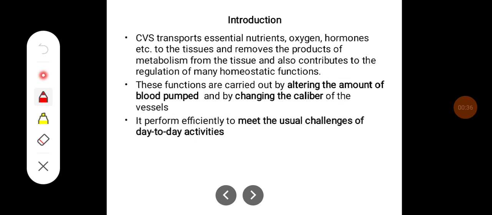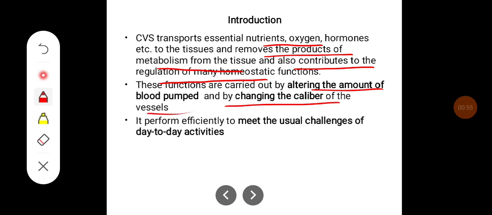The CVS transports essential nutrients, oxygen, and hormones to the tissues and removes the products of metabolism from the tissue, and also contributes to the regulation of many homeostatic functions. These functions are carried out by altering the amount of blood pumped and changing the caliber of the vessels. It performs efficiently to meet the usual challenges of day-to-day activities.